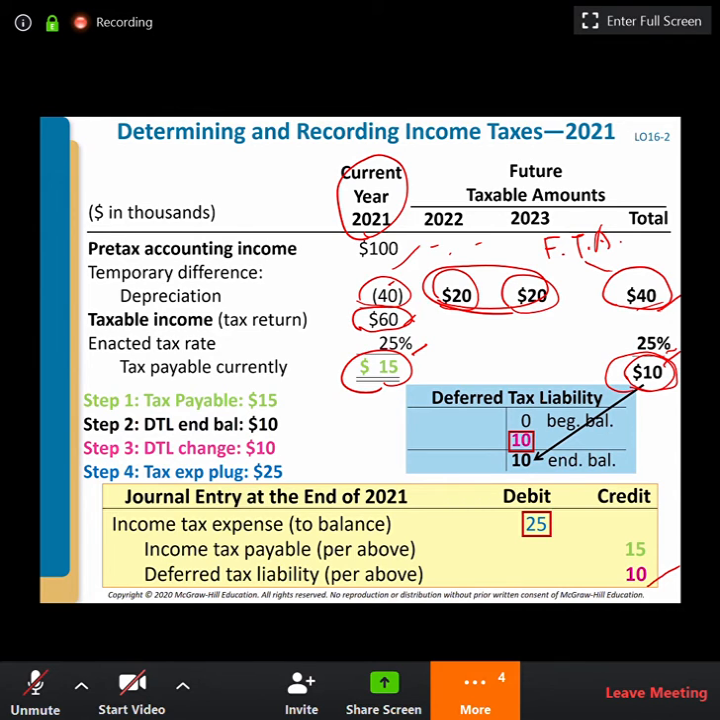Okay, so 40 is a future taxable amount. It's not a liability. You're going to pay tax on those amounts, but you pay tax only at 25%, right? So that's why 25% times 40, you get 10. So 10 is your liability. We call that deferred tax liability. That makes sense, everyone? Okay.